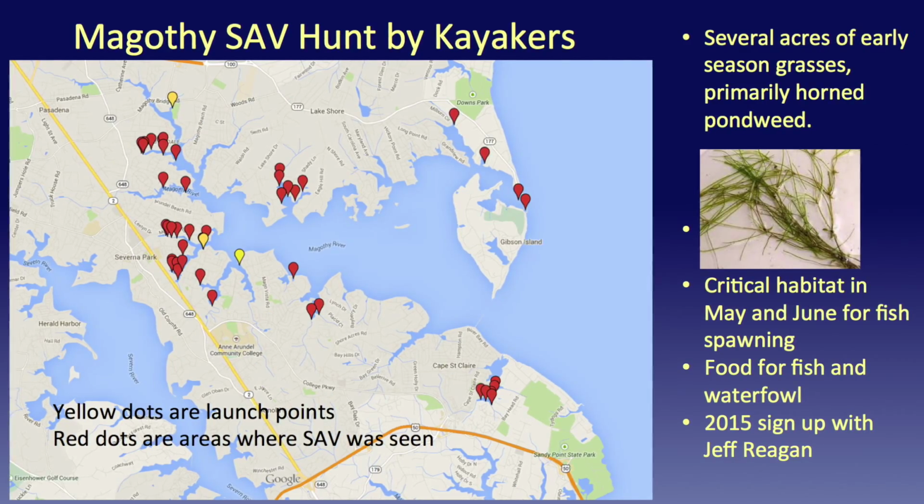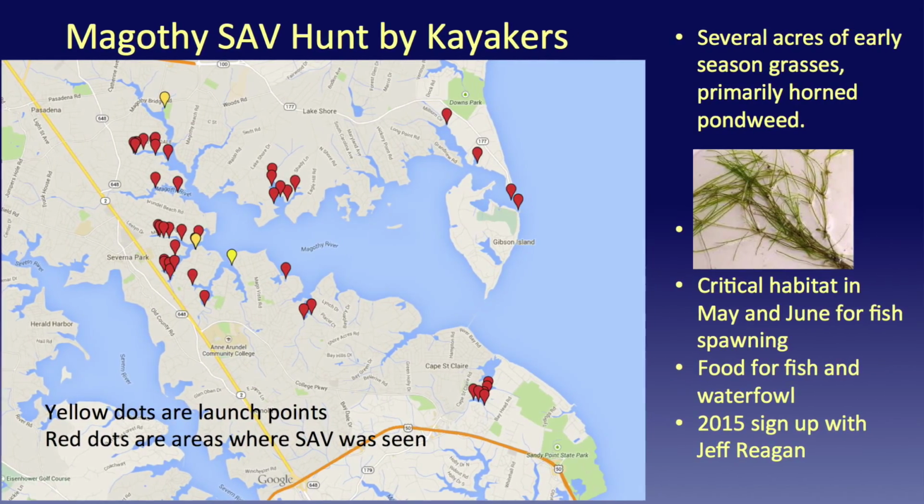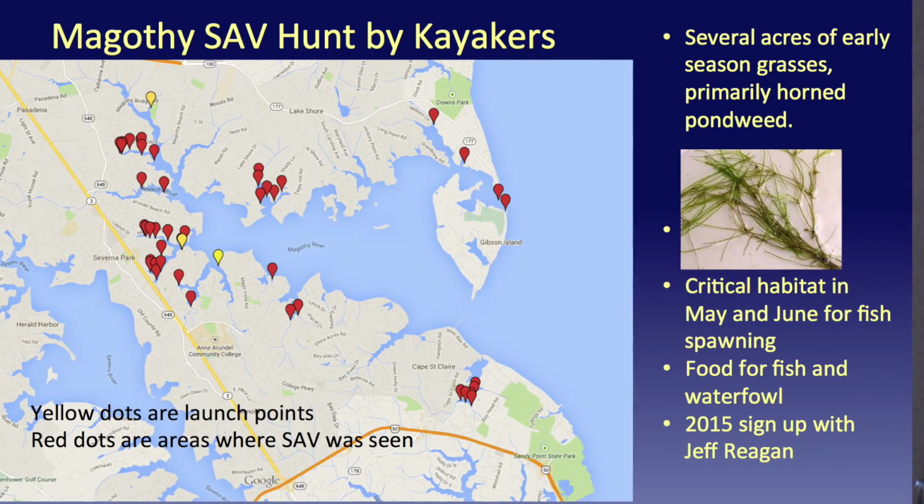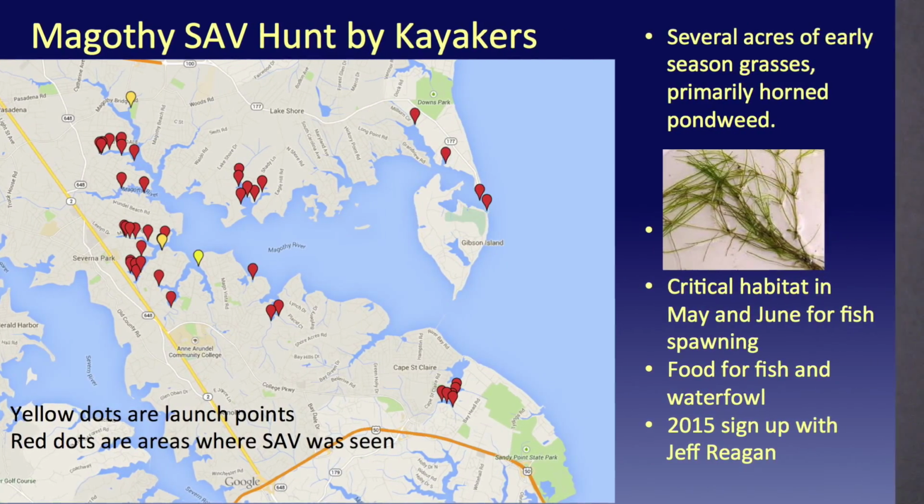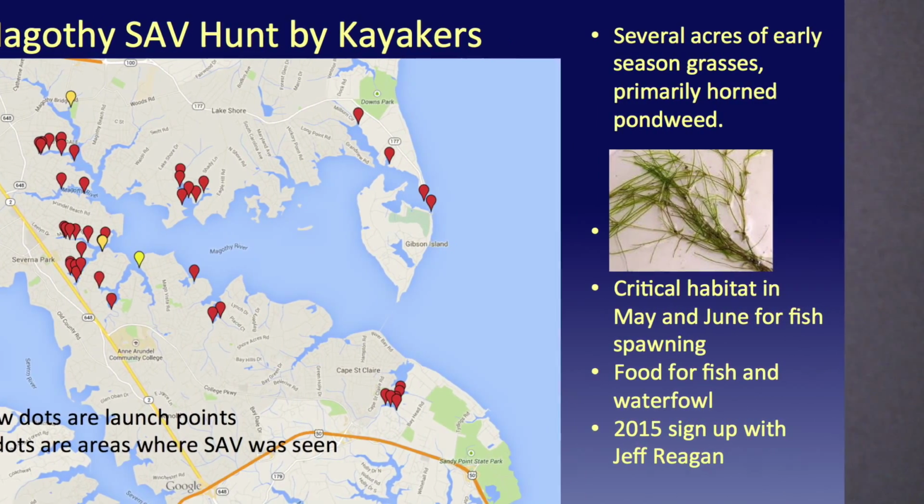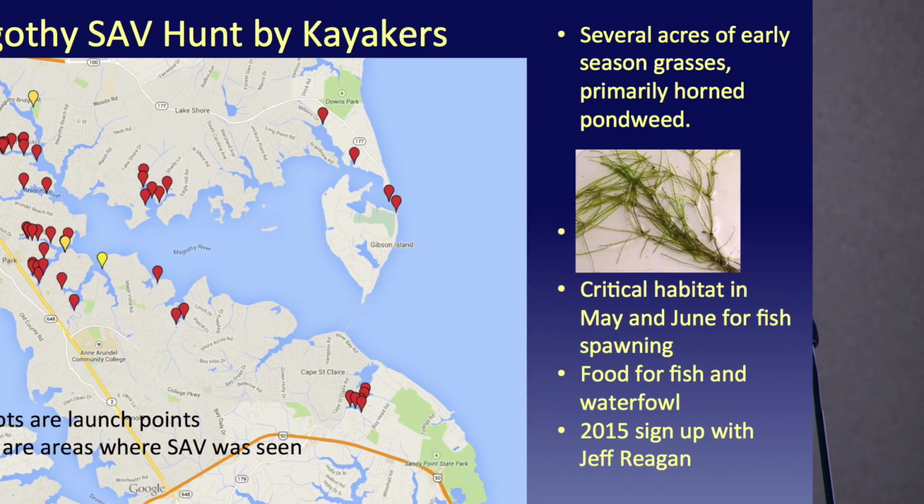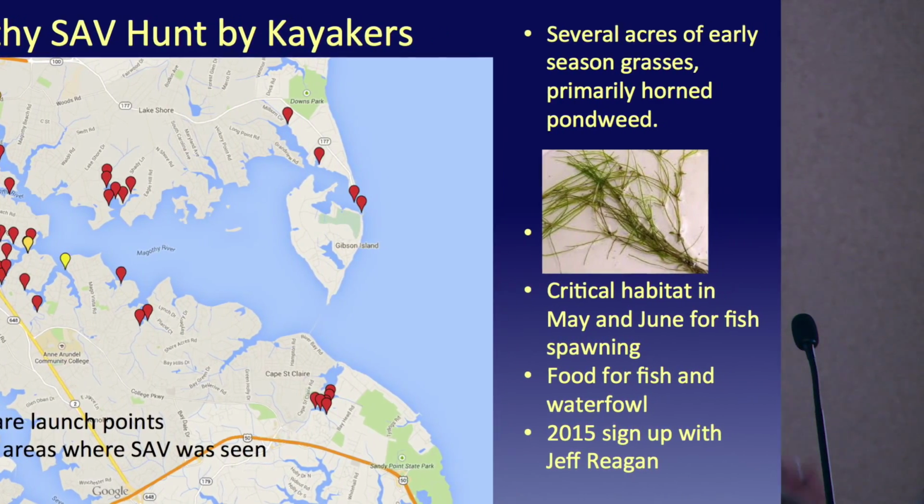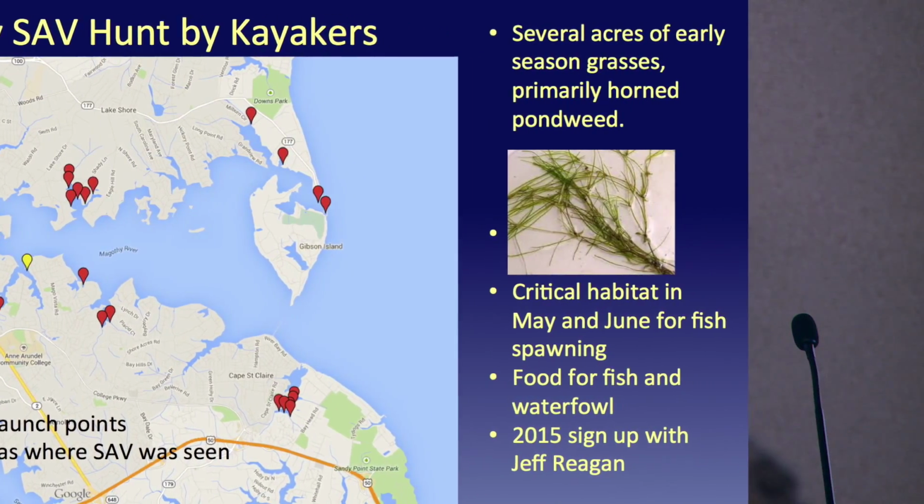Now this is mostly early season grass. It's this horned pondweed. This is what it looks like. And it's pretty much done by mid-June. But it still is an important fish and waterfowl food source habitat. And it is still an important grass, even though it's not seen by aerial survey in September.